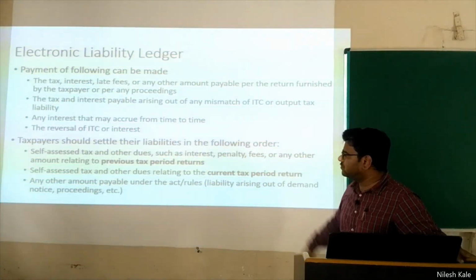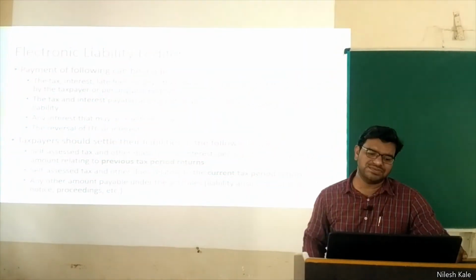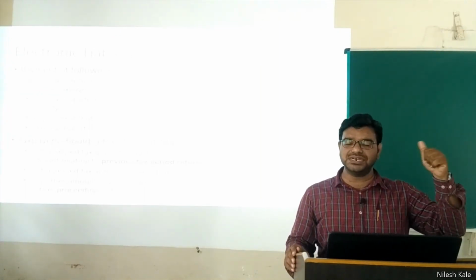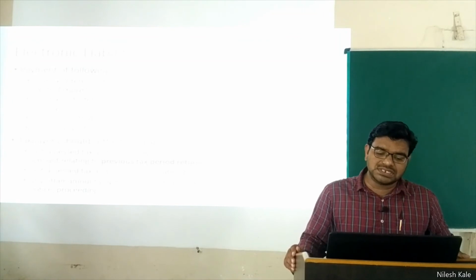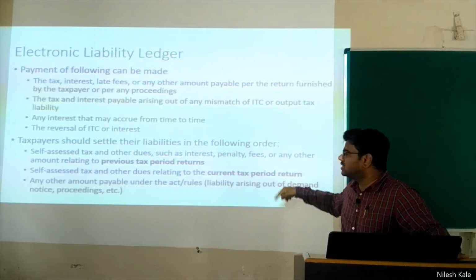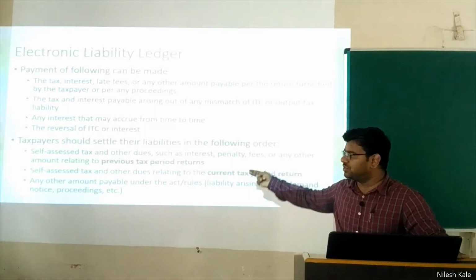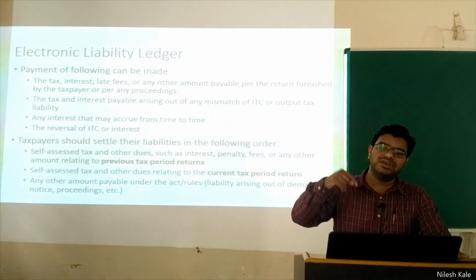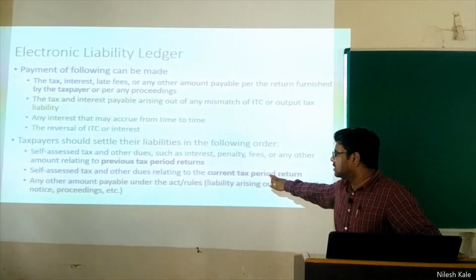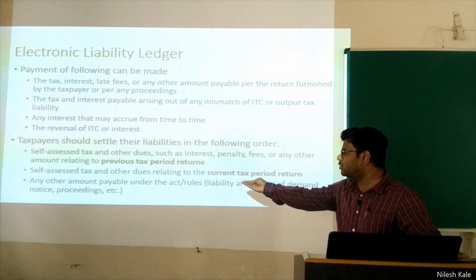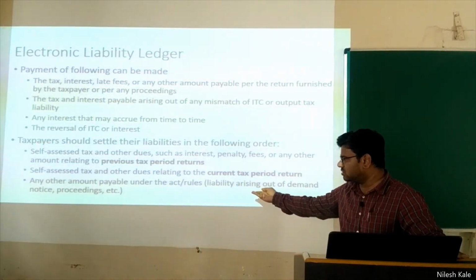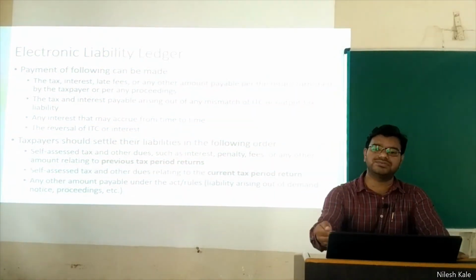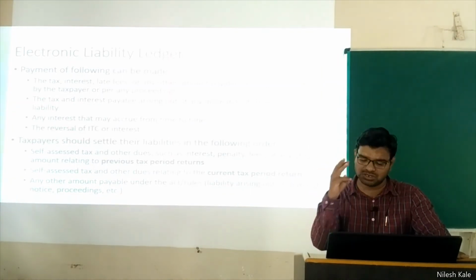Taxpayers should settle their liabilities in the following order. This is the order that is given: self-assessed tax and other dues such as interest, penalty, fees, any other amount relating to the previous tax period, you have to pay first, and then self-assessed tax and other dues relating to the current tax period. There is a process, okay? First you have to pay for the previous tax period returns if you have not paid earlier. Now if you have paid all taxes earlier, then you have to pay the current tax period amount, and then any other amount payable under the rule or the act arising out of the demand notice or proceedings, you have to pay after filing returns of the current tax period. This is the procedure, okay?